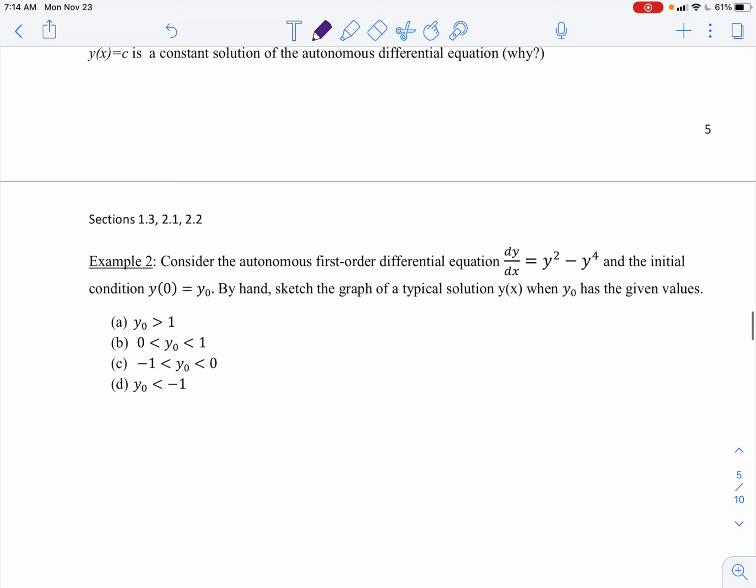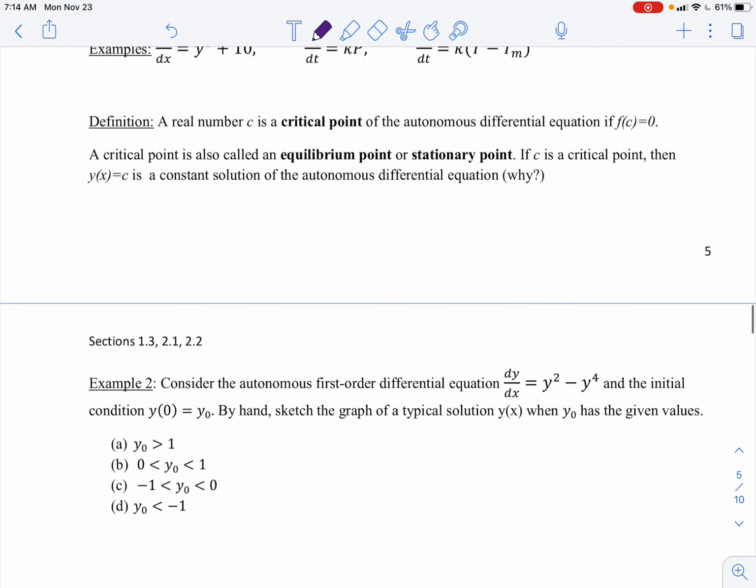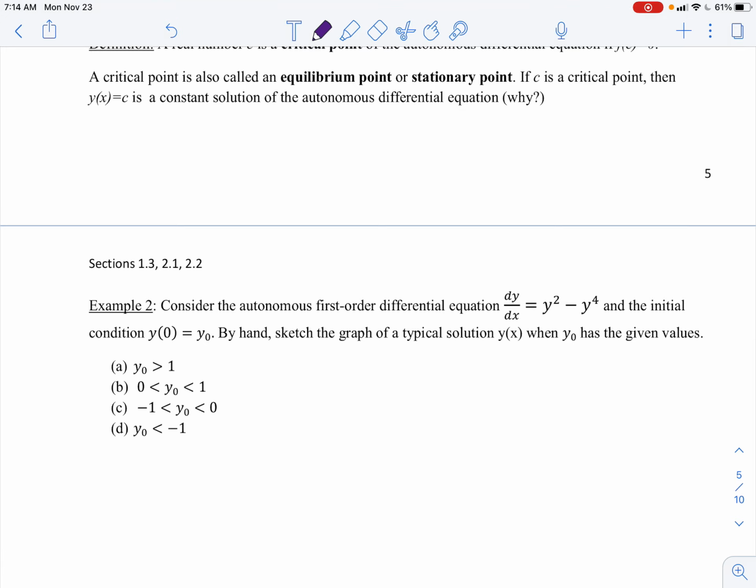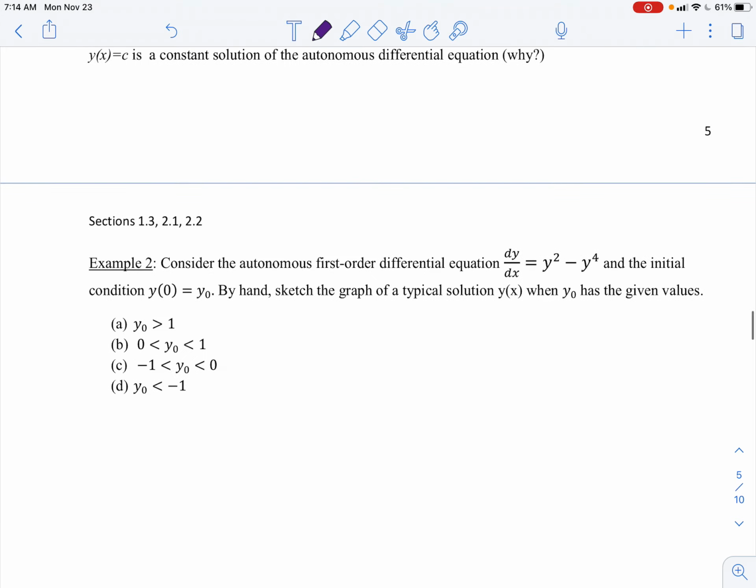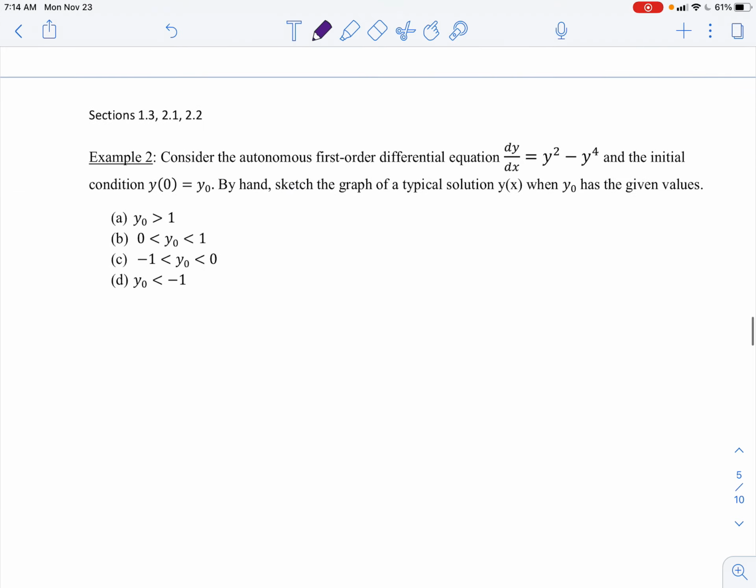The first thing we want to do is find our critical points, because our critical points are where the graph for the differential equation is going to tend. So let's take our equation and find all the critical points. Finding the critical points of a differential equation is where you set the differential equation equal to 0. So we're going to do that.